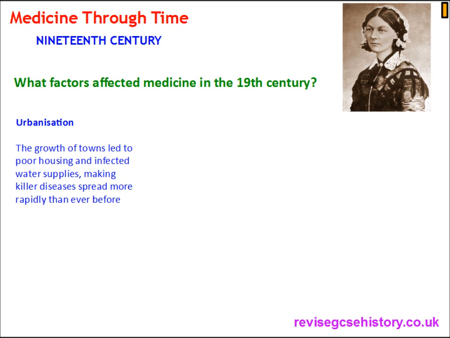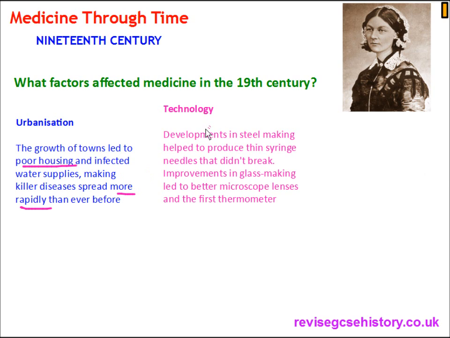The growth of towns led to poor housing and infected water supplies, making killer diseases spread more rapidly than ever before. So, the growing population and the growing numbers in industrial towns led to disease spreading more rapidly. Public health was worse than ever due to the growing population. Technology. Developments in steel making helped to produce a thin syringe that didn't break. Improvements in glass making led to better microscope lenses and the first thermometer.